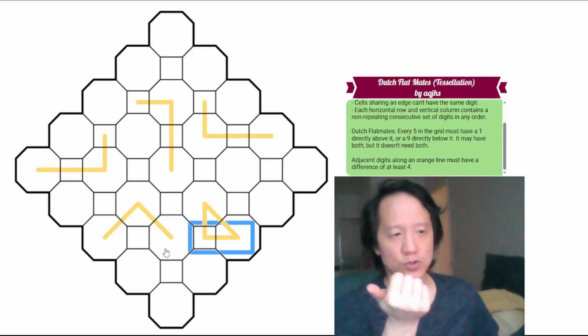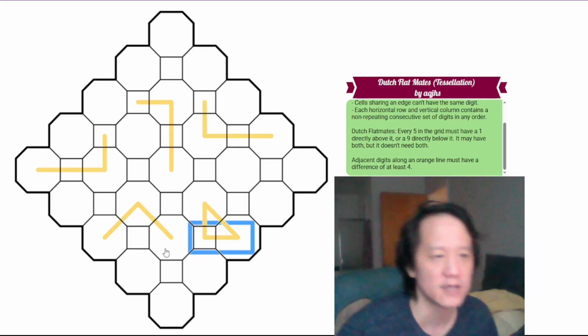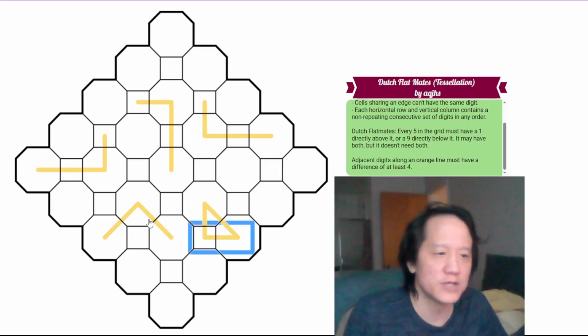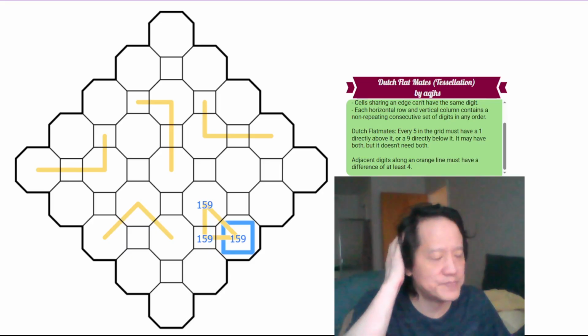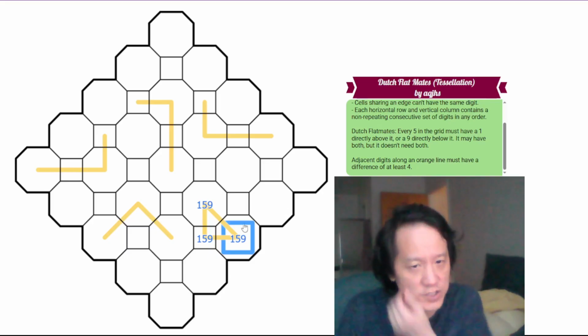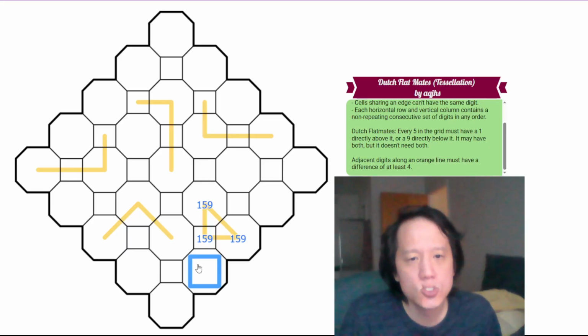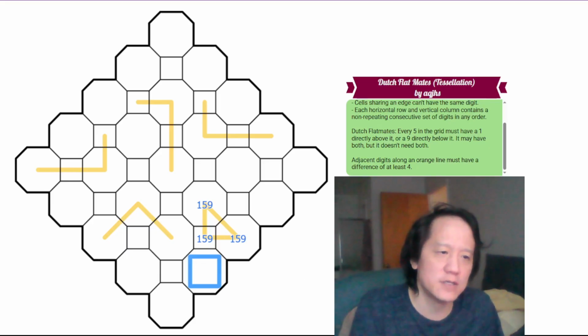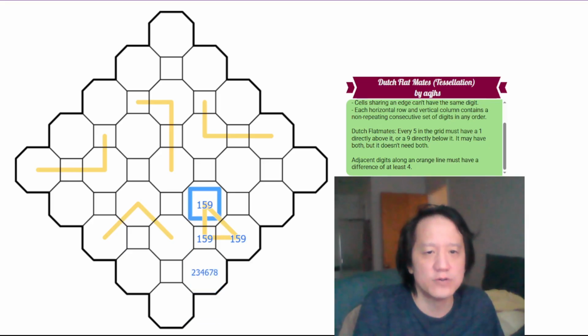If you try 2, the digits are 6 through 9, and none of those can be 4 away from each other. Same with 3. 3 is 7, 8, and 9, none of which are 4 away from each other. So that's how you know this has to be a 1, 5, 9 triplet. All of these digits see this cell, so this cannot be 1, 5, or 9. Which means this has to be 2, 3, 4, 6, 7, 8. We don't know which.